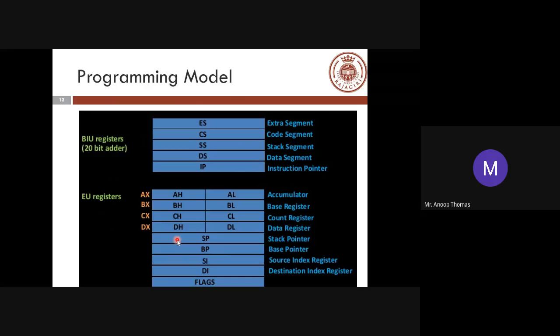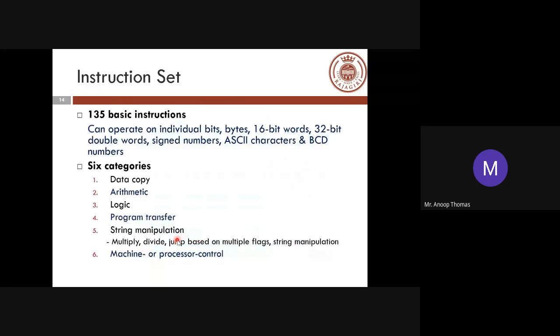Just a briefing on the instruction set of 8086. It can operate on 16-bit words or 32-bit double words. Signed numbers, ASCII characters, and BCD numbers can be operated on. It has 135 basic instructions on individual bits, bytes, and 16-bit. So it supports bit, byte, 16-bit, and 32-bit. The data size is usually called a word.